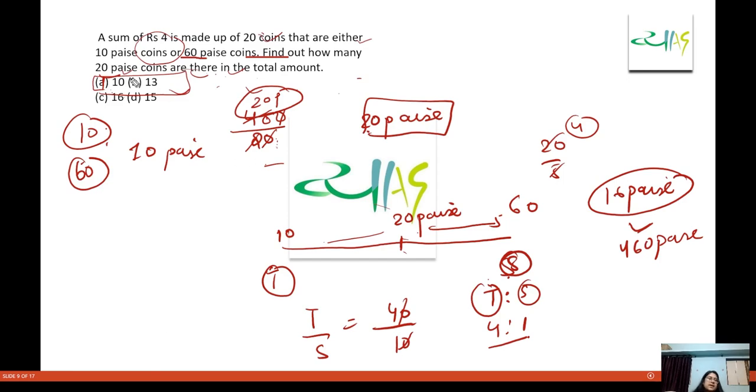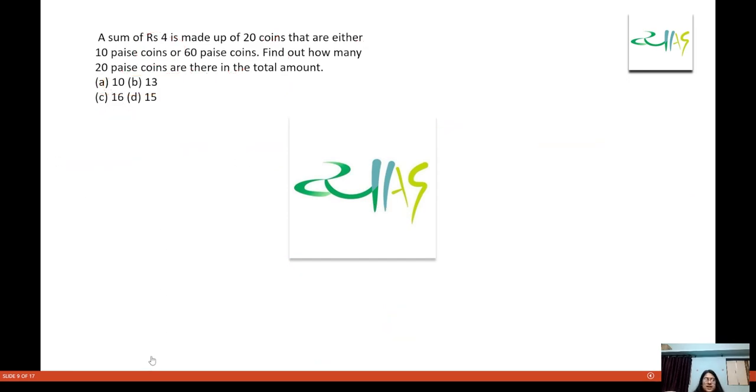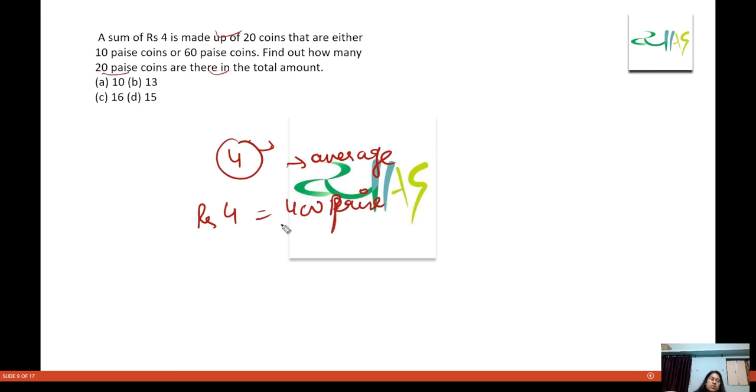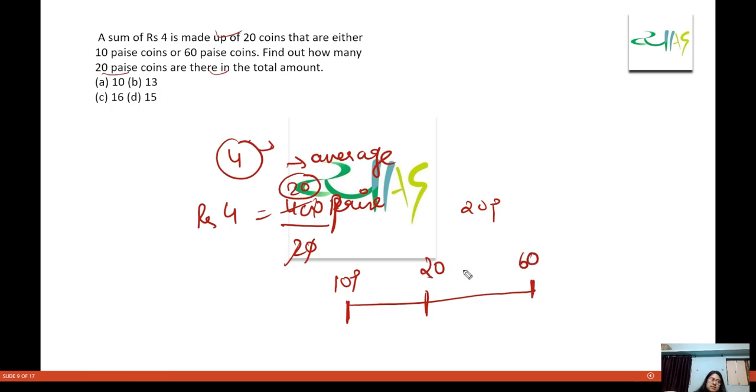So I hope everybody understands what I have done there. Because I know this question can be solved by the method of weighted average. You are given that the sum of the values of these 10 paise coins and 60 paise coins is 4 rupees, so I'll find the average. 4 rupees means 400 paise, and this 400 paise comes from 20 coins. So each one is contributing 20 paise. So this 10 paise coin is contributing to make the average 20, and this 60 paise coin is contributing to make the average 20.